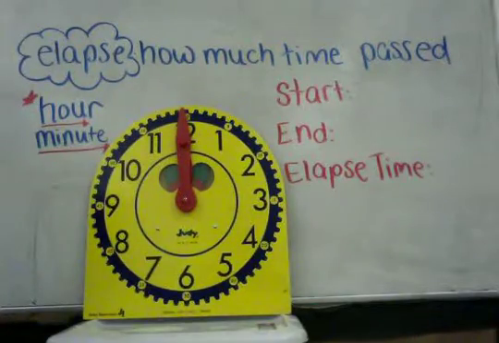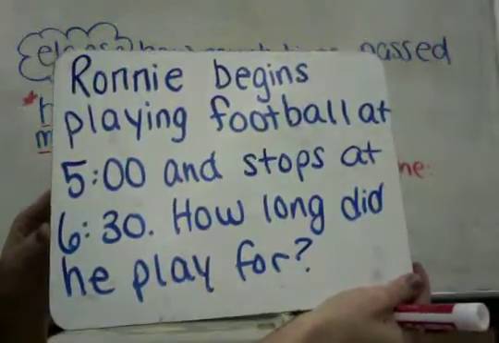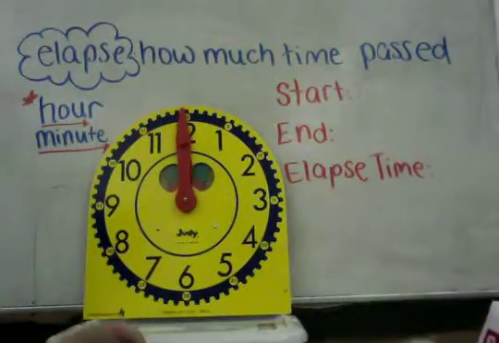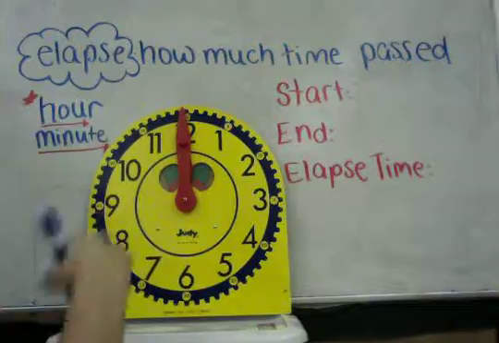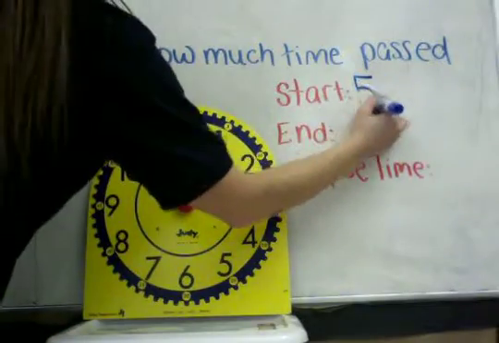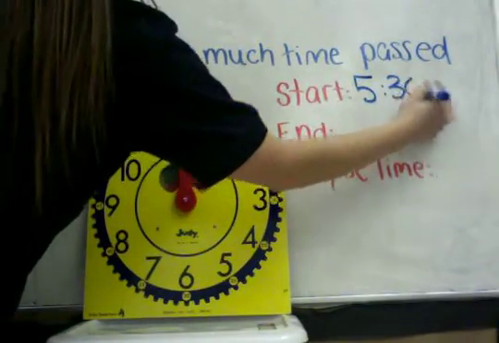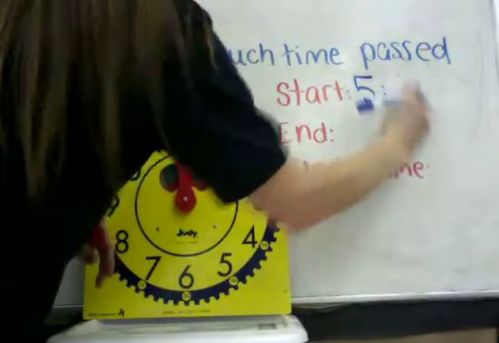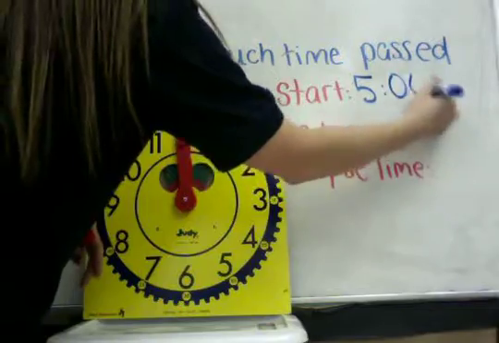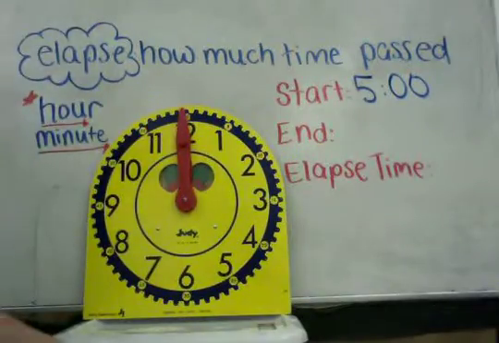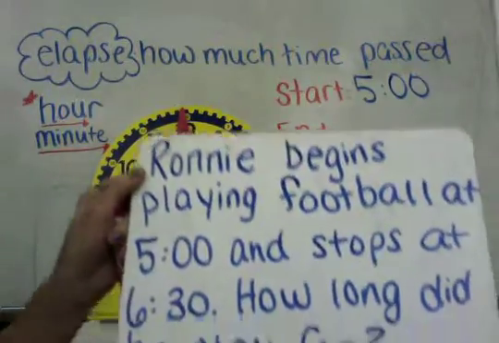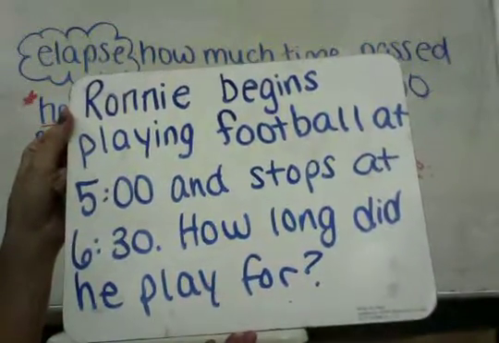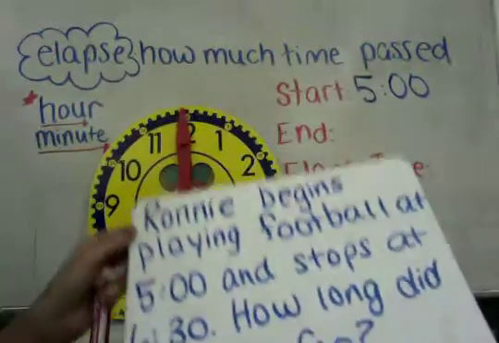So in our story, Ronnie begins football at what time? Very good, 5 o'clock. So we're going to put 5 o'clock for our starting time. We know that this is where we are going to set our clock at. Oops, I'm sorry, 5 o'clock, not 5:30. All right, and we also learned what time Ronnie stopped playing football. And that was at 6:30. So I'm going to write 6:30 on our ending time.